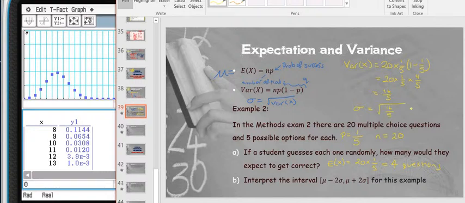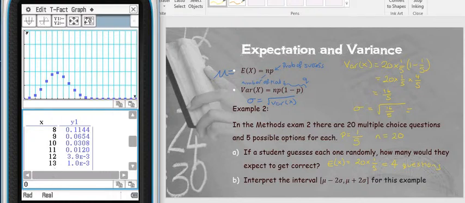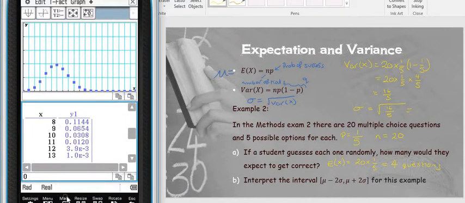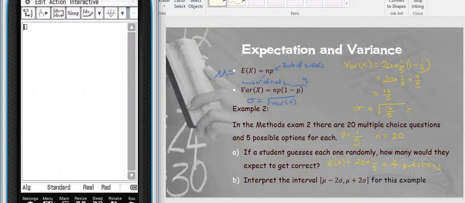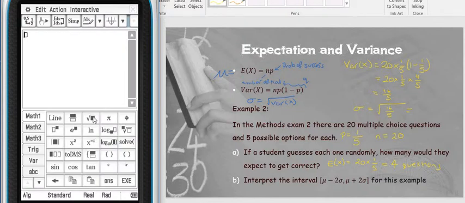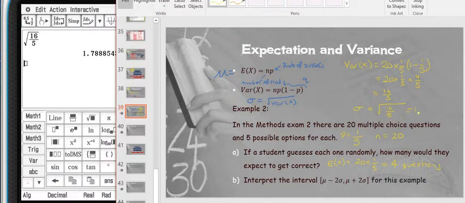At this stage, I haven't said so here, but let's do it correct to 3 decimal places. So if we go back to our main menu, we're wanting to work out the square root of 16 over 5. We're putting it in decimals, and we get our answer there, 1.7855. Let's round it to 3 decimal places.